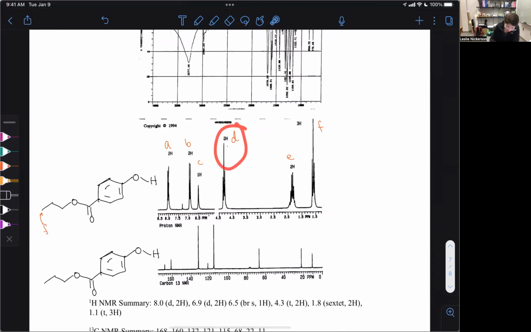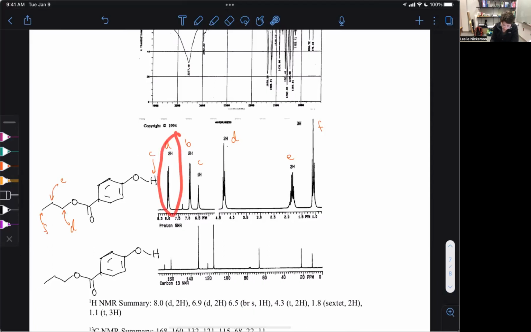Okay, peak D is going to be the one that's closest to the oxygen that's feeling more of that electronegativity. So that one's going to be D. E is going to be our sextet. Okay, so then we also have this H is C.